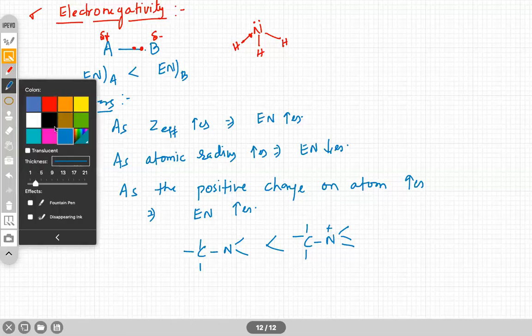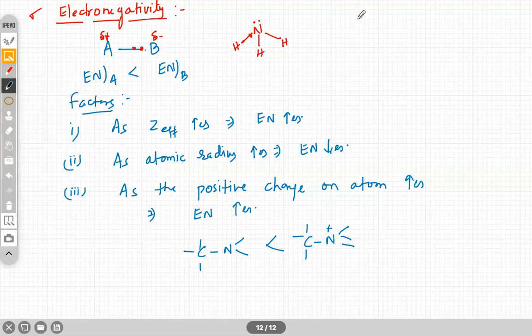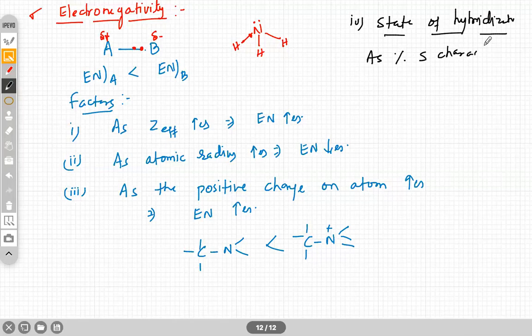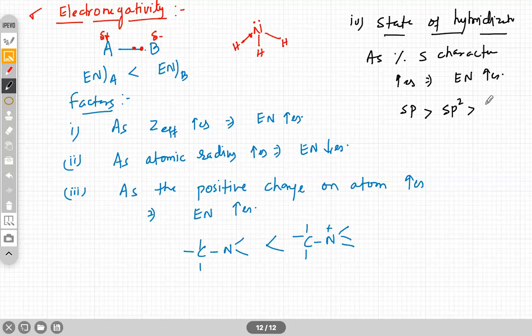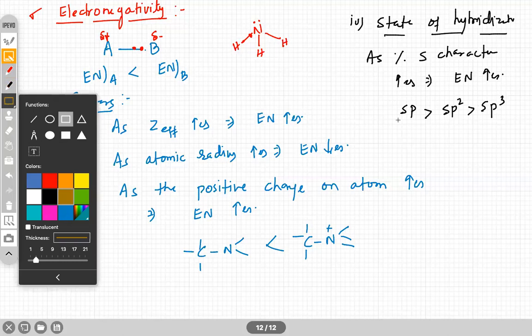Okay. The fourth factor we have is the state of hybridization. Hybridization, we know, write down: as percentage s character increases, electronegativity increases. And hence we say sp hybridized carbon is more electronegative than sp2. It is more electronegative than sp3. Remember this thing we have discussed in GOC also a little bit. Yes or no?